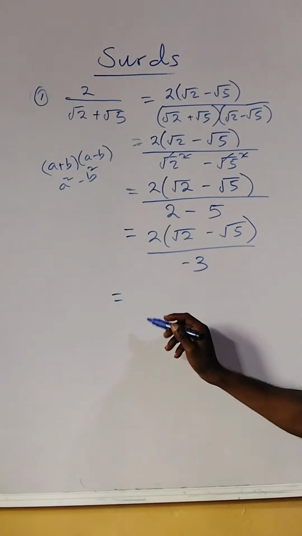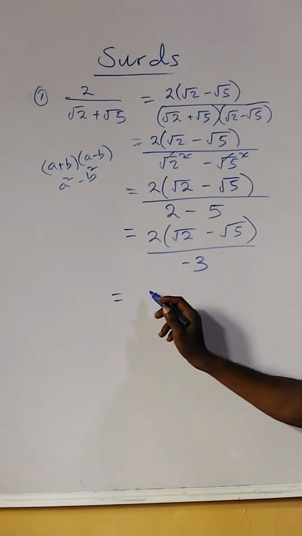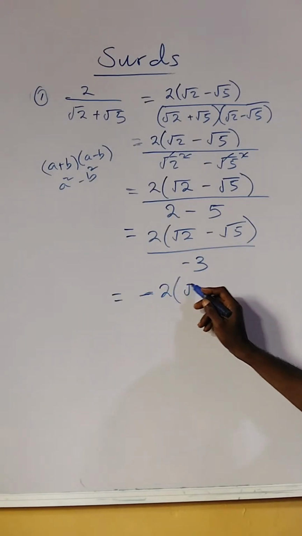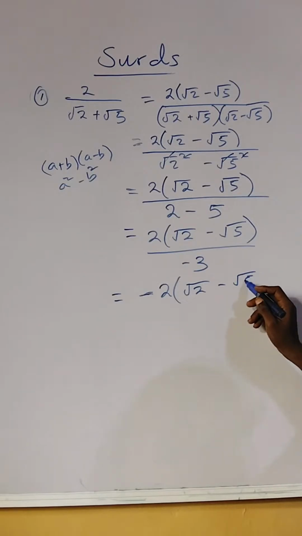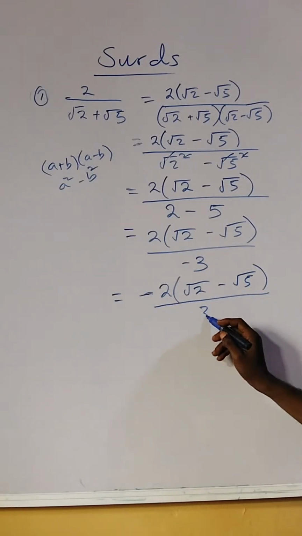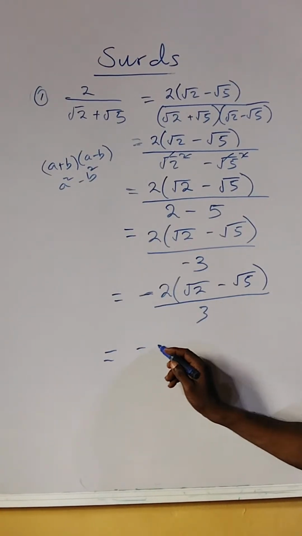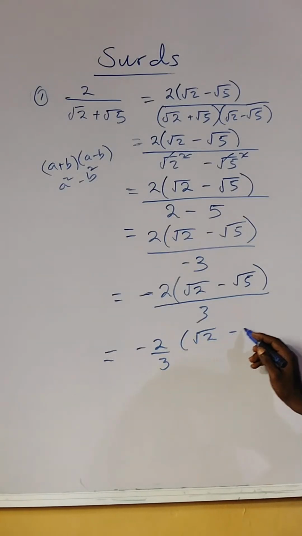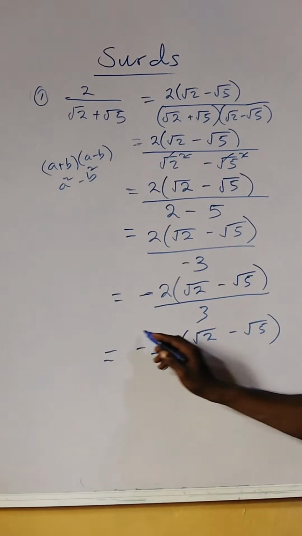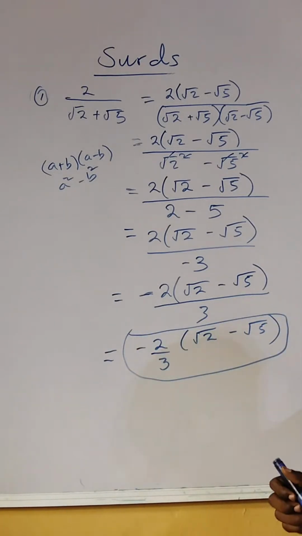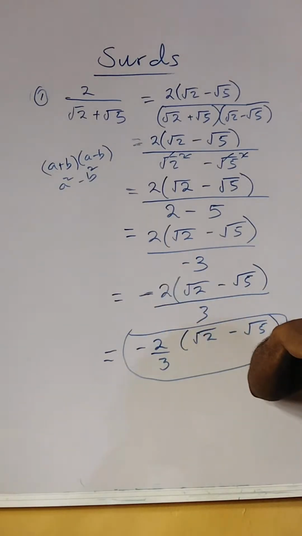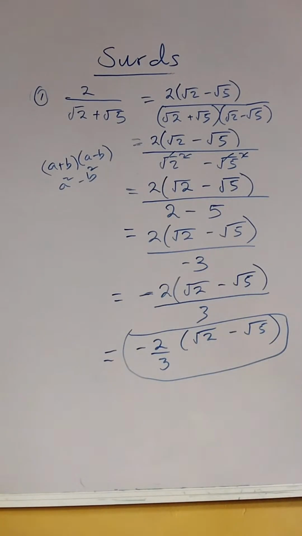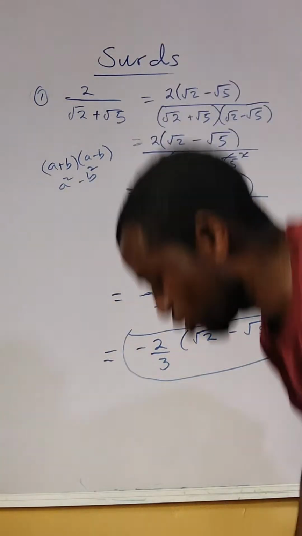And when we write this, the minus is in front here, and we say minus 2 into bracket root 2 minus root 5 all over 3. Or we can decide to put it as minus 2 over 3 into bracket root 2 minus root 5. So that here we have this as the solution to this given problem. Okay. Now let's look at another one here as number 3.